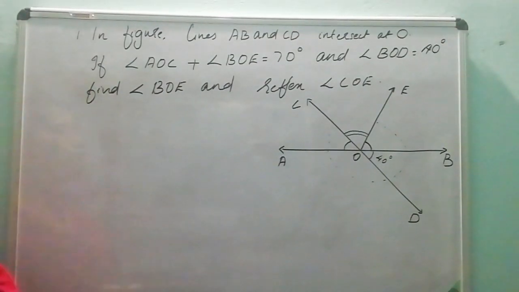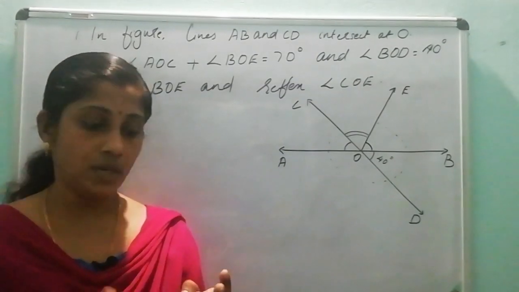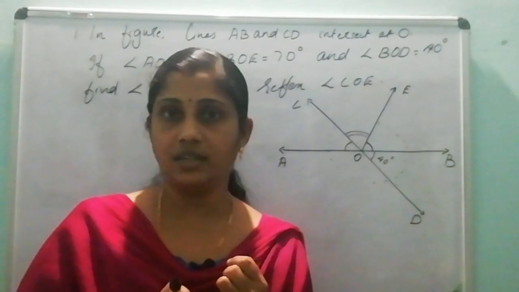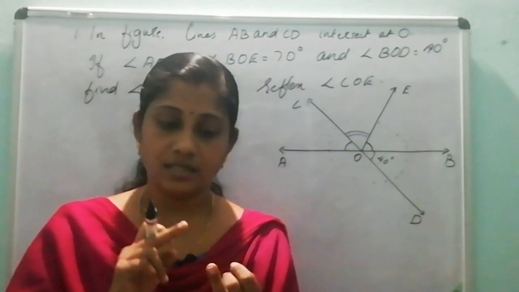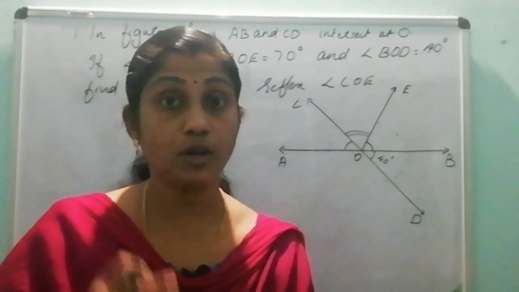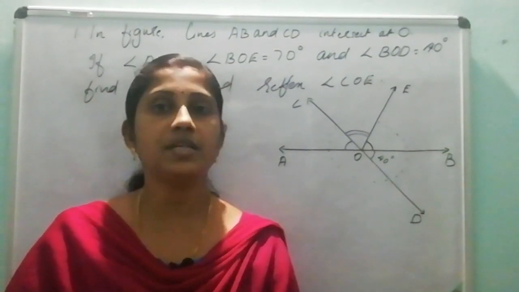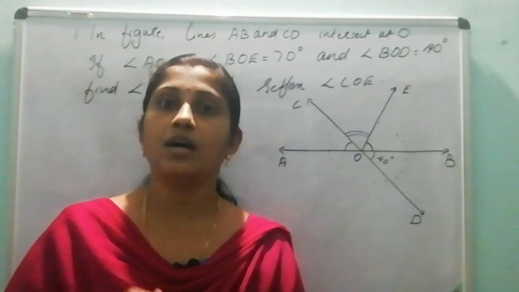For solving these types of questions, first you have to write down the steps. The first step is given: whatever is given there, you have to write it. The next step is to find. If you have to prove, then you write to prove. The third step is calculation or proof. If it is a theorem, then you have to write proof.